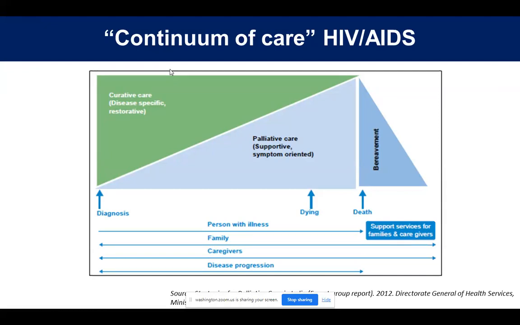As you see in this picture, the continuum of care, the green part is the curative care, the disease-specific restorative care, and the blue part is palliative care, the supportive or symptom-oriented care. On day one, when a patient comes to our ART center, we always explain that it is a chronic manageable disease. If you take medicine regularly, then you will be symptom-free and you can live a healthier life.